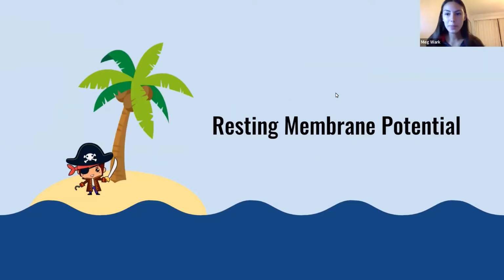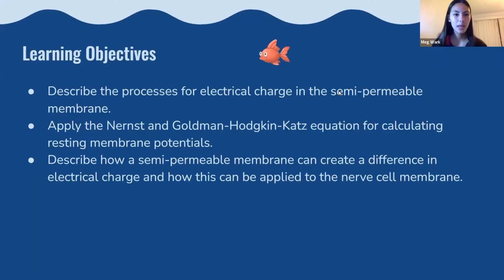So we've got quite a bit to get through today. It was quite a big week of physiology. So we'll just jump right into it, starting off with resting membrane potential. So these are your learning objectives. Describe the processes for electrical charge in the semi-permeable membrane. Apply the Nernst and Goldman-Hodgkin-Katz equation for calculating resting membrane potentials. And describe how a semi-permeable membrane can create a difference in electrical charge and how this can be applied to the nerve cell membrane.